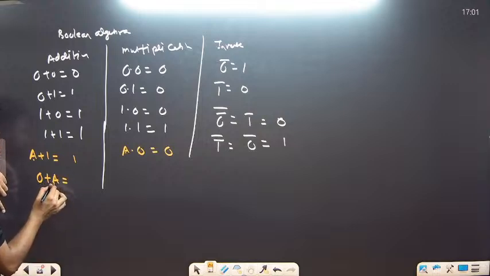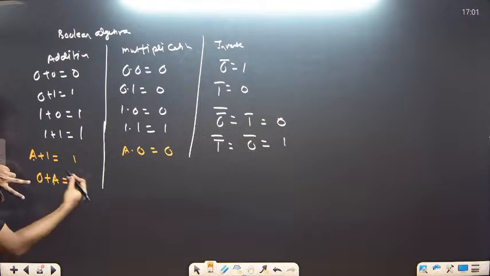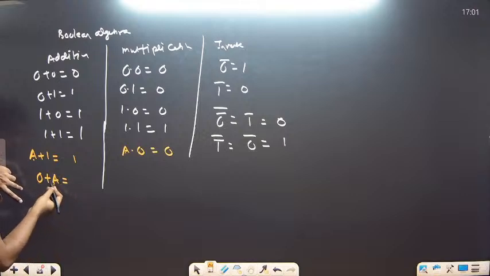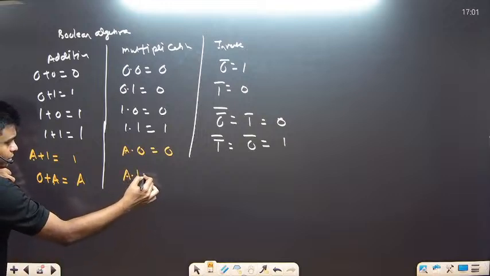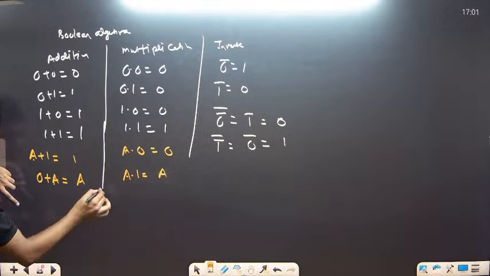If A is 0, 0 plus 0 is 0. If A is 1, 1 plus 0 is 1. So 0 plus A is A. Here we have A dot 1. A dot 1 is also A.